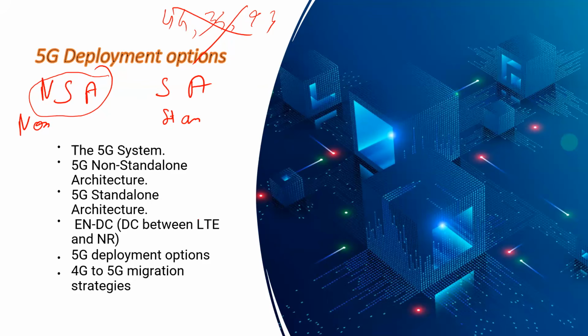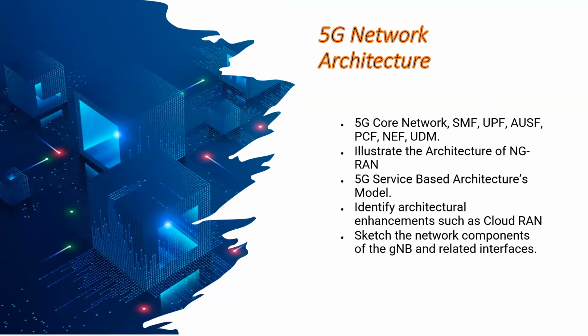It never happened before that two generations worked together. For example, in case of LTE, it is end-to-end from UE to eNodeB to MME, but not anymore in case of 5G. So here we'll see various deployment options in case of 5G. Then we'll discuss 5G network architecture.